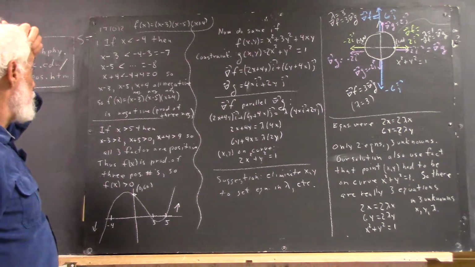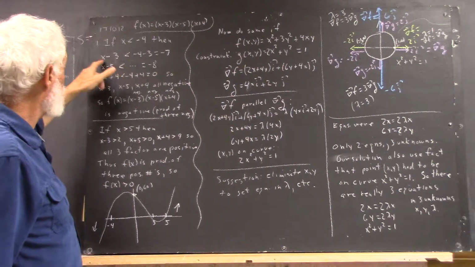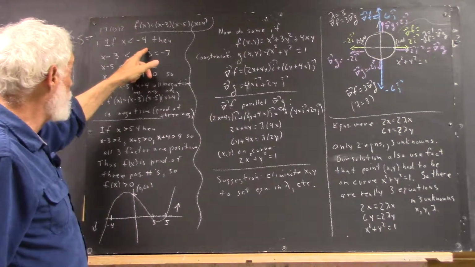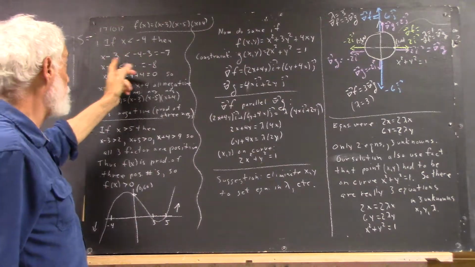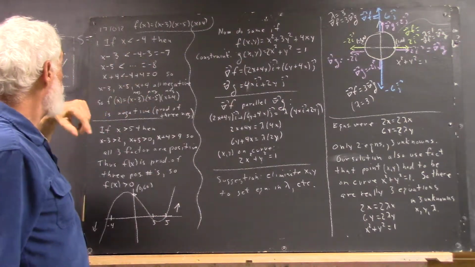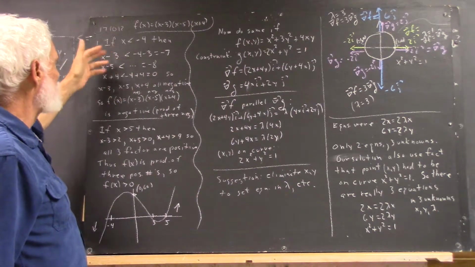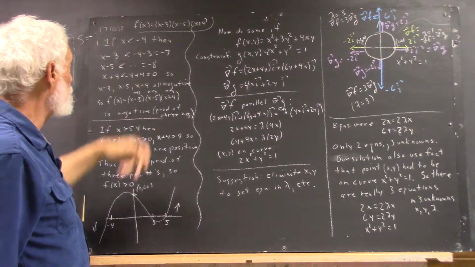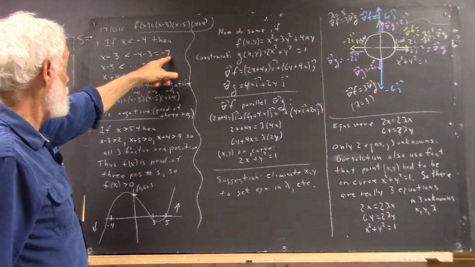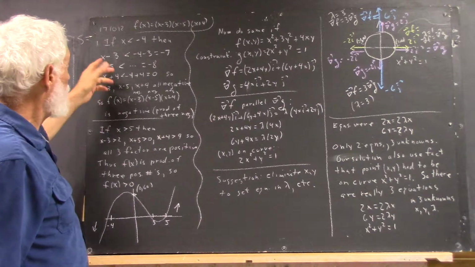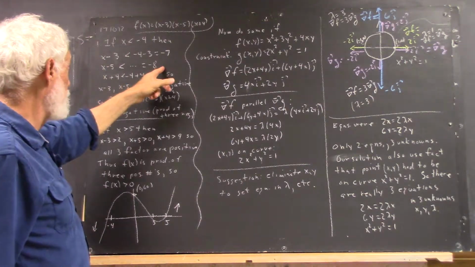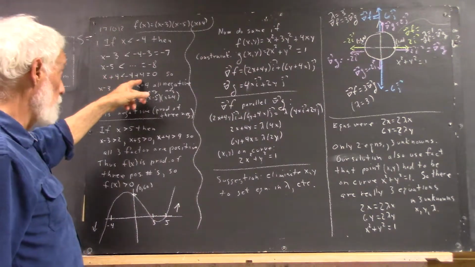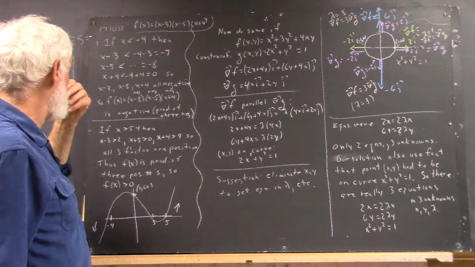Now, if x is less than negative 4, well then x minus 3 is less than negative 4 minus 3. If we subtract 3 from both sides, this is what we get. Since x is less than negative 4, x minus 3 will have to be less than negative 4 minus 3, and that's negative 7, which is certainly negative. X minus 5, well, you do the same thing. You find that that's got to be less than negative 8. And x plus 4 is less than negative 4 plus 4, and that's 0.